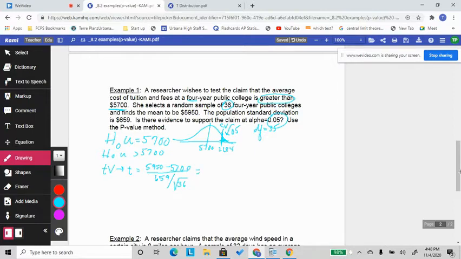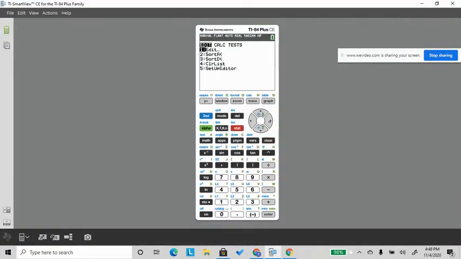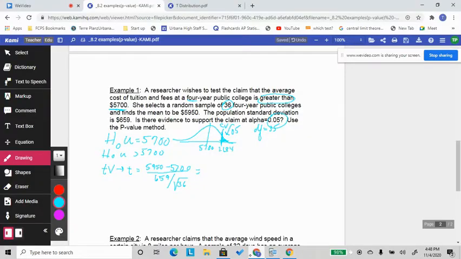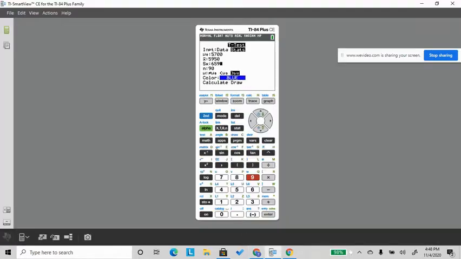Okay, so we're going to go to our calculator. I want everybody using their calculators for this. We're going to go to STAT, TESTS, T-Test. And we type in 5,700, and the sample mean was 5,950. The standard deviation was 659. The sample size, 36, and it was a greater than test. Remember, always look at your Ha symbol. Okay, we hit enter, and we get a t of 2.27.